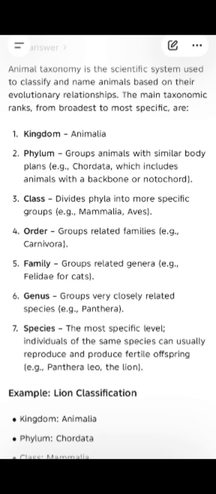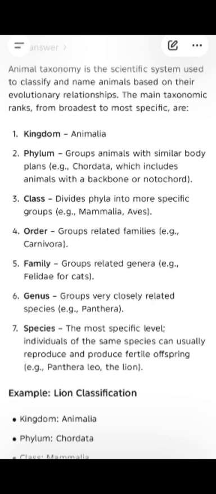Now, let's say we have goats and we have elephants. There's one thing they have in common, which is a backbone. So let's go deeper into what we have to discuss today. Now let's look at the hierarchy of animal taxonomy. The first hierarchy we have is the kingdom.